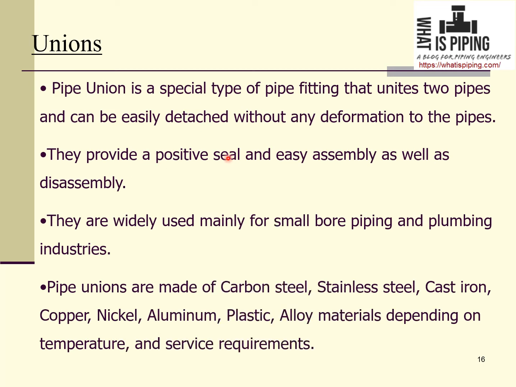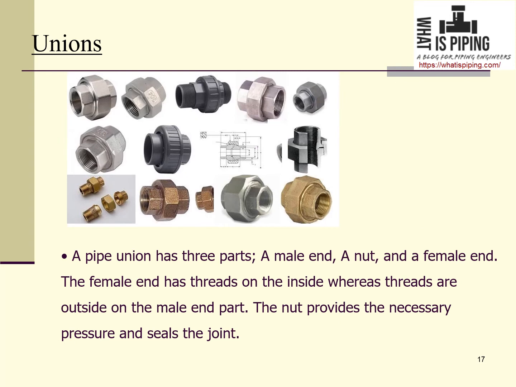They provide a positive seal and easy assembly as well as disassembly. They are widely used mainly for small bore piping and plumbing industries. Means for larger size pipes, unions are usually not manufactured. They can be manufactured from carbon steel, stainless steel, cast iron, copper, nickel, aluminum, plastic, alloy materials depending on the temperature and service requirements. These are examples of unions.